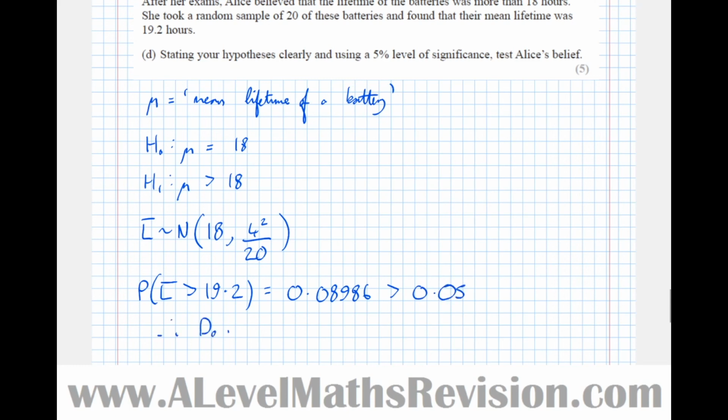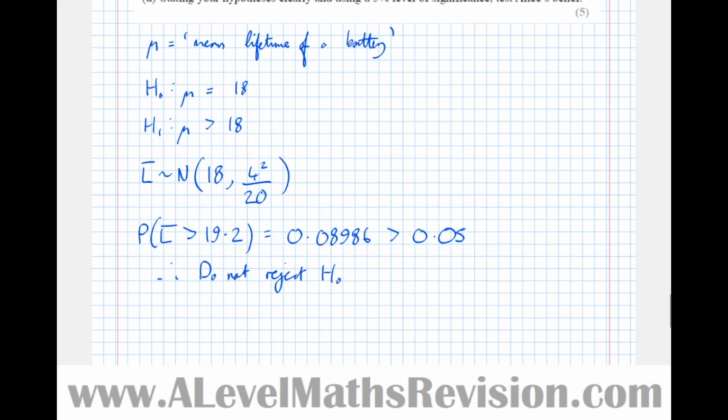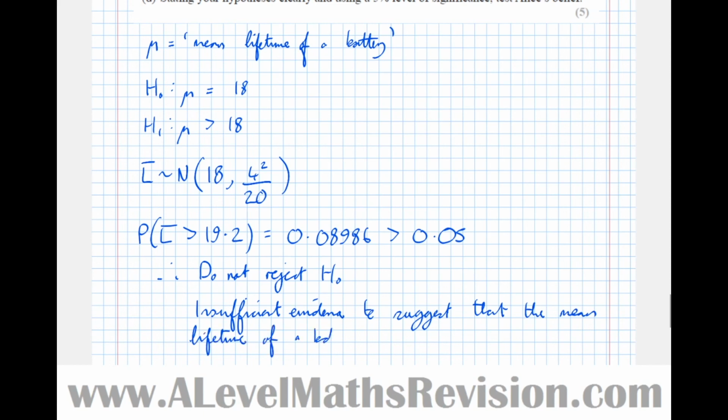Therefore, do not reject H0 and then a conclusion in context: insufficient evidence to suggest that the mean lifetime of a battery is more than 18 hours. Has to be in context. So that's the end of the stats section of the paper.